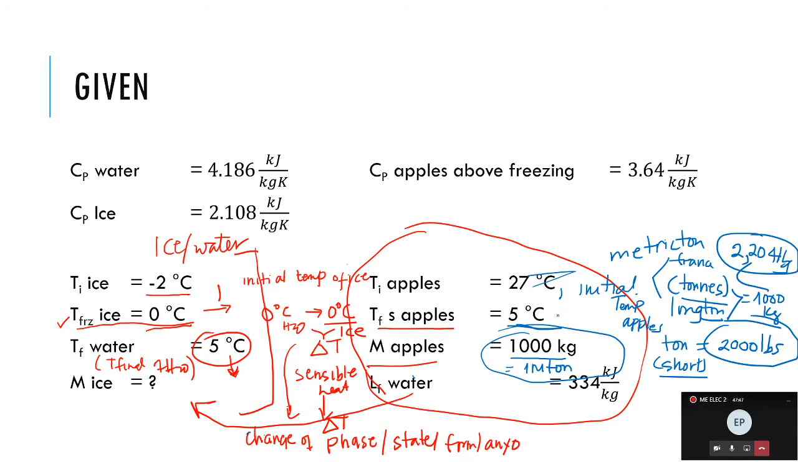Actually, you can search in the internet. What's the freezing point of apple? What's the freezing point of beef? What is the freezing point of strawberry? But in this particular case, in this problem, we are not required to freeze the apple. We only have to cool down the apple from 27 down to 5 degrees. Is it okay? Is it clear, class? Yes, sir. Okay, the problem.